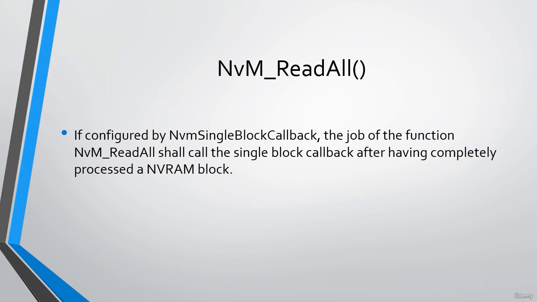Now, if configured by NVM single block callback, the job of the function NVM read all shall call the single block callback. What does this mean? We will be able to assign single block callbacks for each of the NV block or NVRAM block descriptors. Once it is processed, this callback will be called. Suppose we have block A, block B, block C. For each of them, we can specifically configure callbacks. Once NVM read all is taking place and one of these blocks is read, we can get the callback called for that particular block.